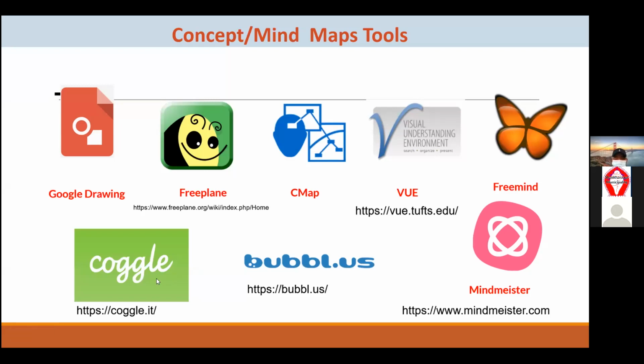In the below line, Kogel, Bubbles, and MindMeister, these are the free online mind map tools. A mind map can be created only on the online platform by using these three tools. So these are not software, you have to do it online. So this cannot be downloaded. You have to create the mind map online only, and later the product you can download.